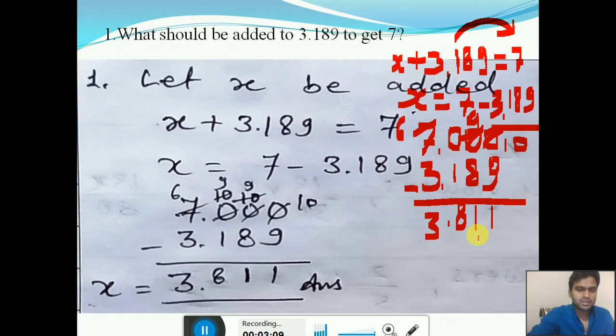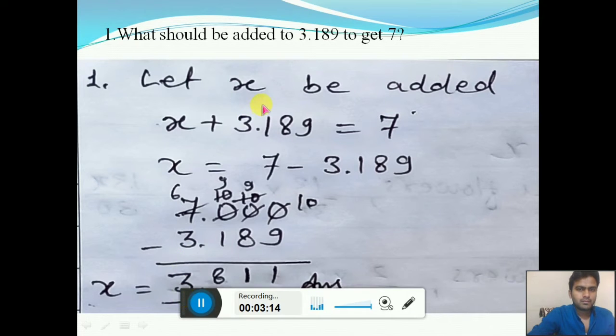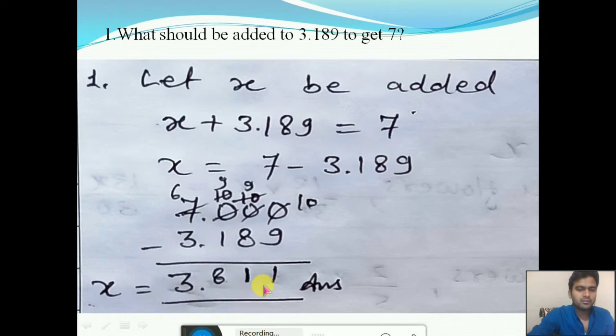Here is the solution. As we have written x, we added, so x plus 3.189 equals 7. So x equals 7 minus 3.189. Now after subtracting we got 3.811. Now move on to the next question.